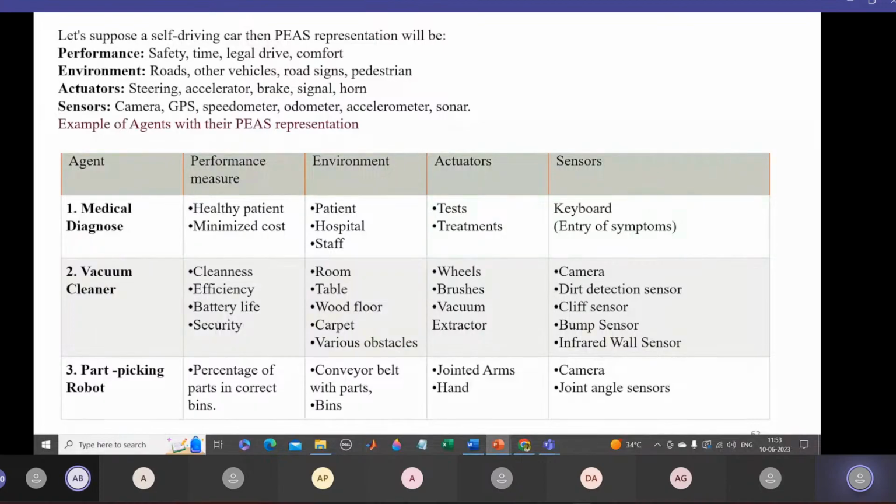Some examples are given. See here: for medical diagnosis, what performance do we look for? For a vacuum cleaner, what is the performance, what is the environment, what are its actuators, what are its sensors. So the examples are given.